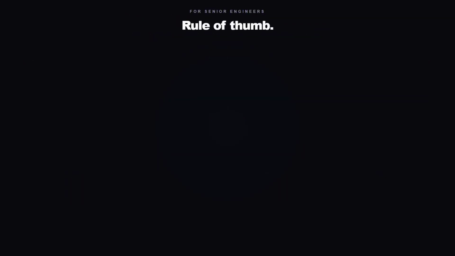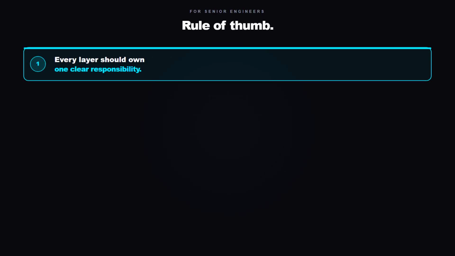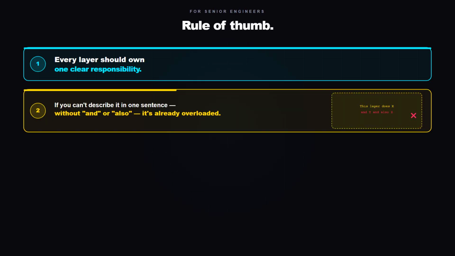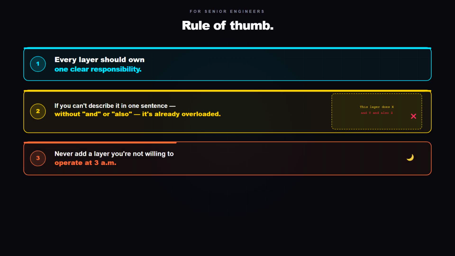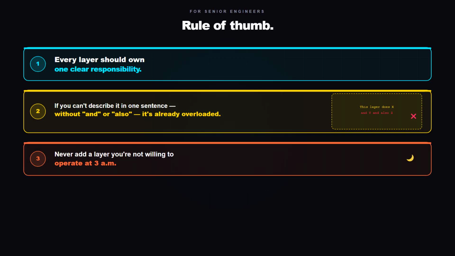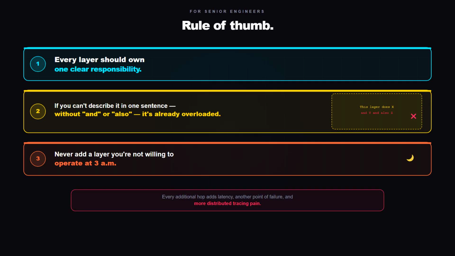Rule of thumb for senior engineers. Every layer should own one clear responsibility. If you can't describe it in one sentence without using "and" or "also," it's already overloaded. And never add a layer you're not willing to operate at 3 a.m., because every additional hop adds latency, another point of failure, and more distributed tracing pain.